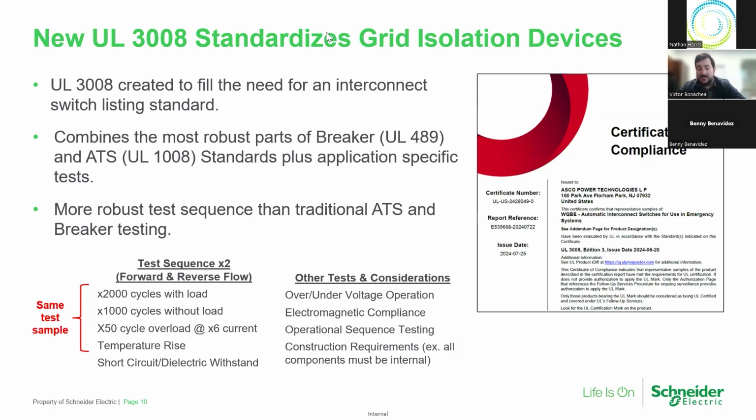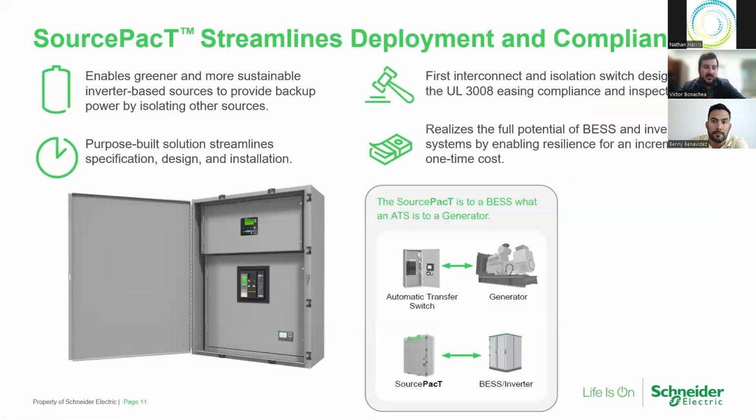And that device that provides the isolation to the system has to be designed, tested and labeled for the specific application of emergency standby power and isolation and interconnect switching, which is where UL 3008 comes into play. Now, all those things come together, and one of the first devices out there, next slide, please, is the ASCO SourcePack device, which is an interconnect switch designed specifically for those applications, listed to UL 3008 to meet those National Electrical Code requirements and the market's needs and desires. To take it from here, I'm going to hand it over to my colleague, Benny.